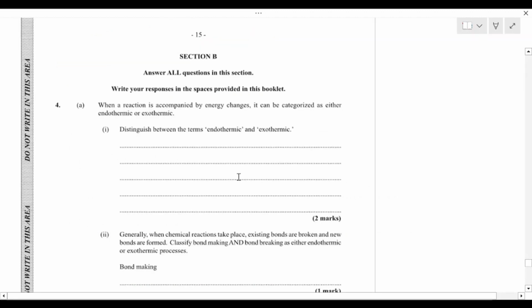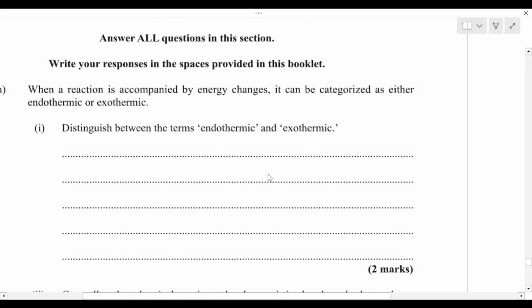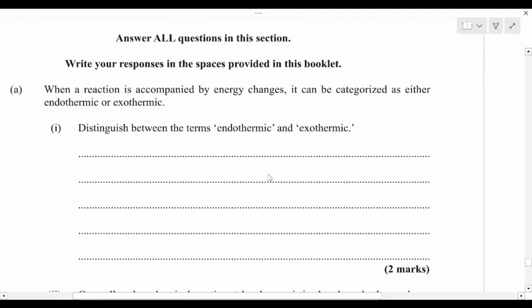And now an exam question. This is from January 2018. When a reaction is accompanied by energy changes, it can be categorized as either endothermic or exothermic. Distinguish between those terms. We saw that question already, so we know.